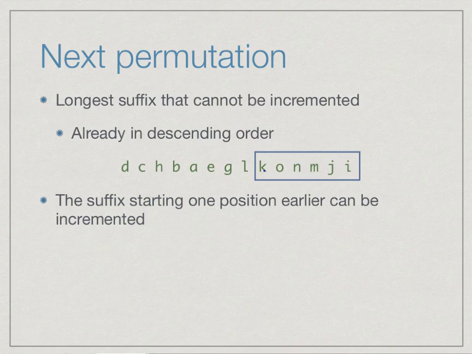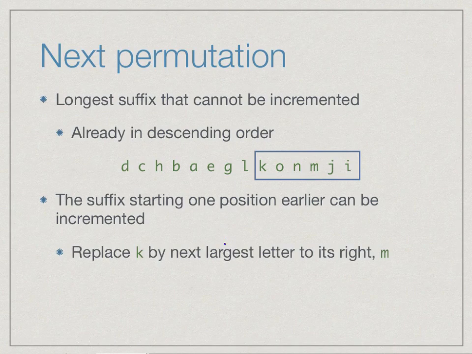And the something bigger has to be the smallest thing that we can replace it by. So we will replace K by the next largest letter to its right, namely M. Among these letters, M, N and O are bigger than K. If I replace it by J or I, I will get a smaller permutation, which I don't want. So I must replace it by M, N or O.